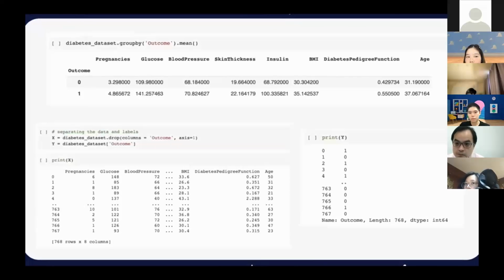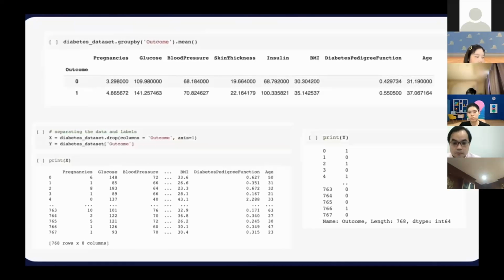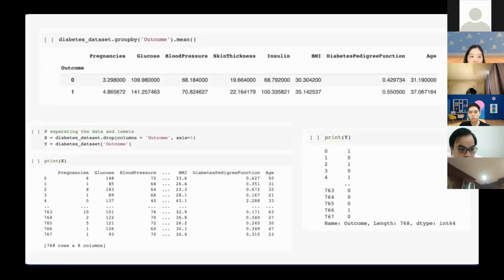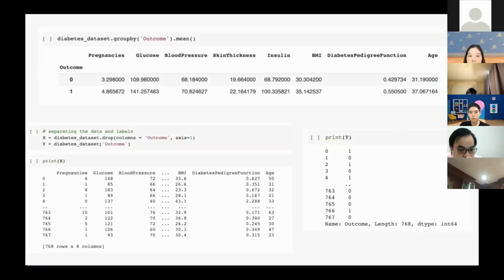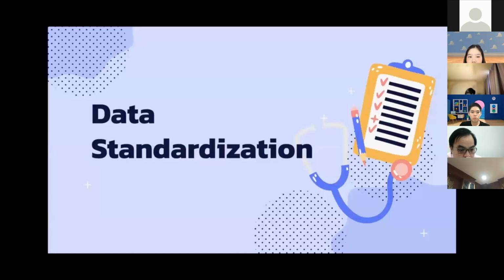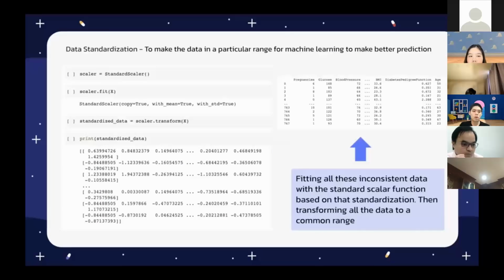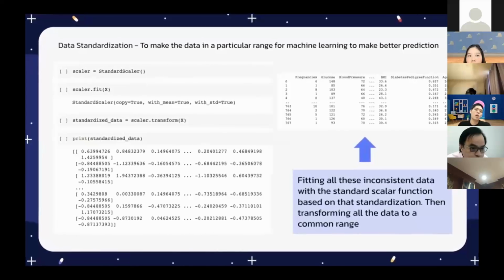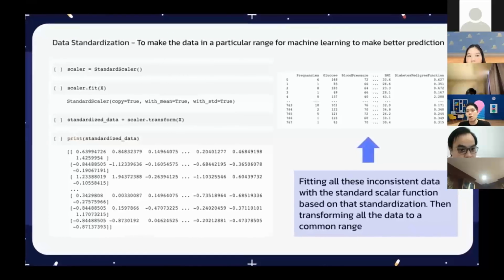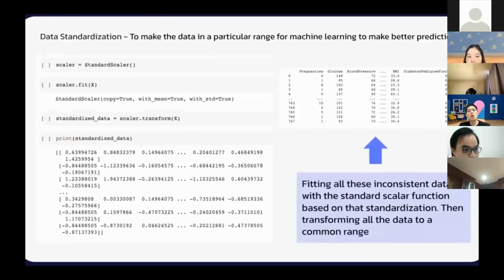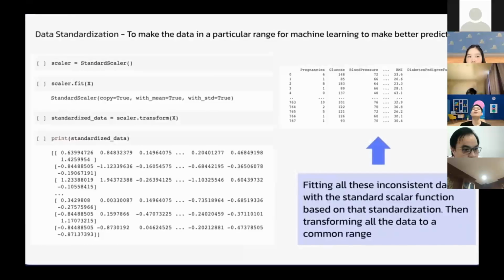Then I split the data and the label separately, taking the variable X and dropping a particular column, Outcome, and the axis is equal to 1. Then storing the label in this variable Y. And the next step is data standardization, in order to make the data in a particular range for machine learning to make a better prediction. And then fitting all this inconsistent data with the StandardScaler function based on the standardization, then transforming all the data into a common range.